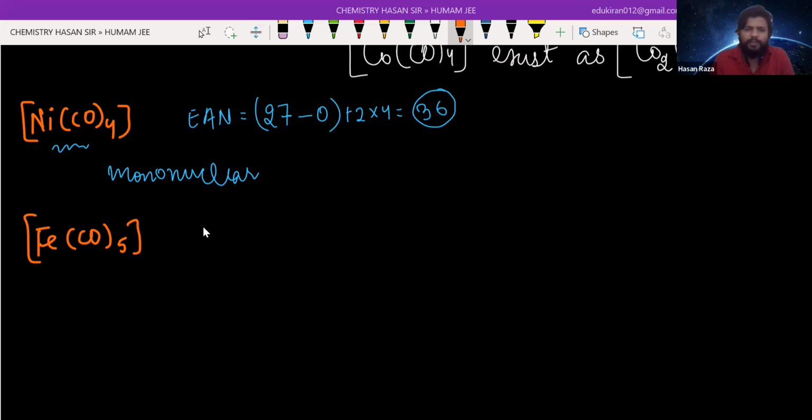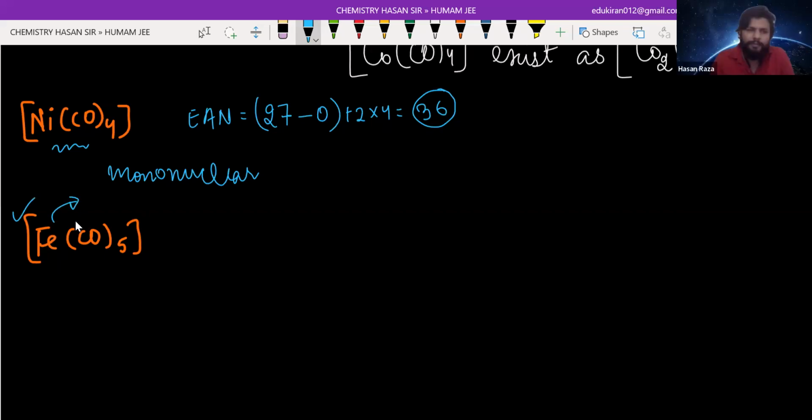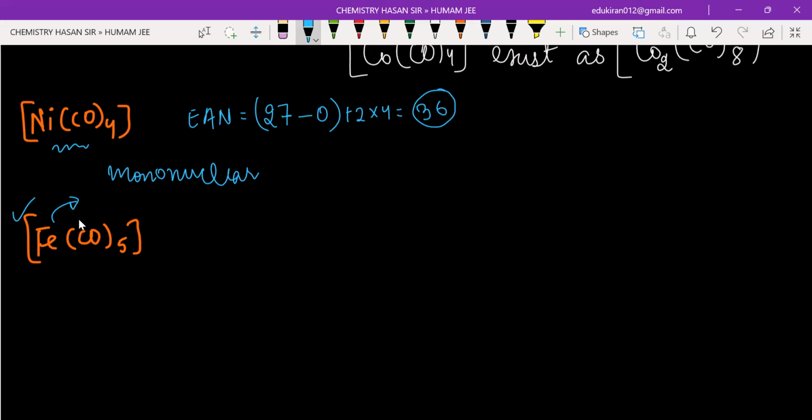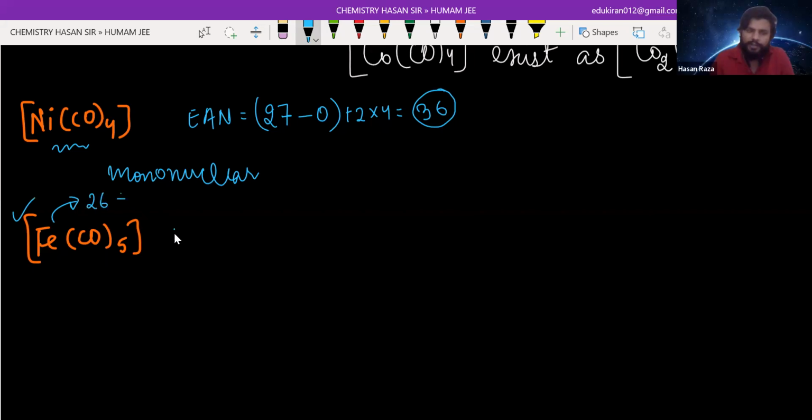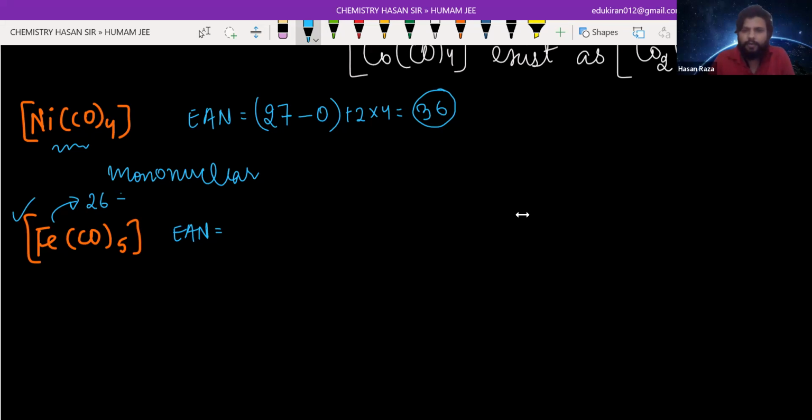Humam, did you calculate this for Fe(CO)5? Yes, sir. Do you know the atomic number of iron? Yes, 26. What is the oxidation state, Humam? Zero. Very good. So what we are going to do is very simple.